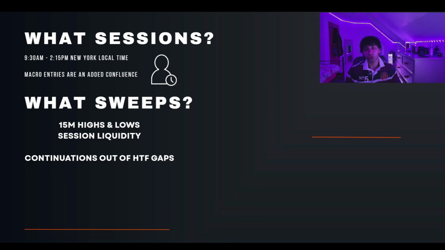And also I look for continuations out of gaps. So if you're looking at the 5 and 15-minute time frame, if price is trading out of those points, say a bearish gap or a bullish gap, then you can take a continuation to the upside.